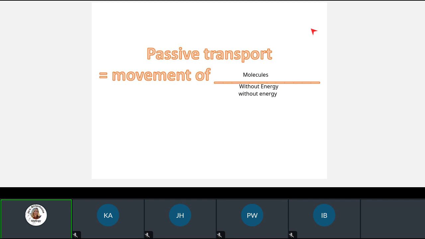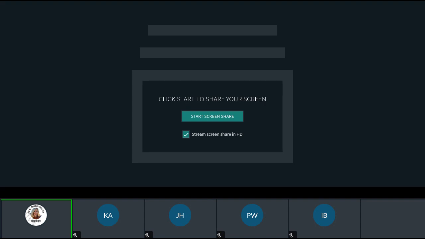So, what we're going to do here before we even get started is I'm going to share a link with you. Please go to the link in the chat. We are going to do a Jamboard today. I want you to illustrate the different types of passive transport.